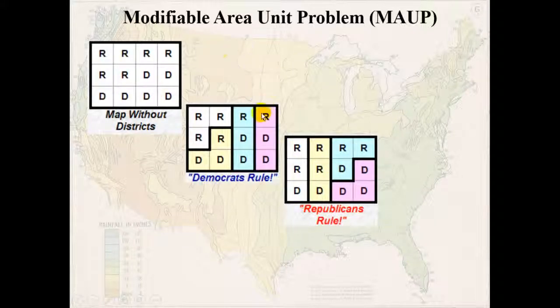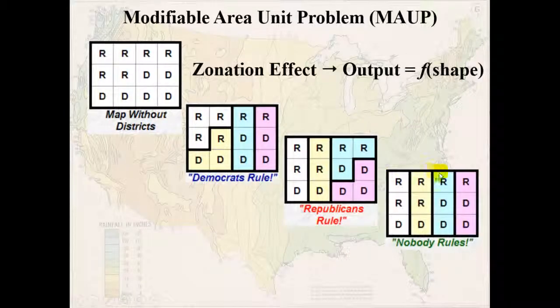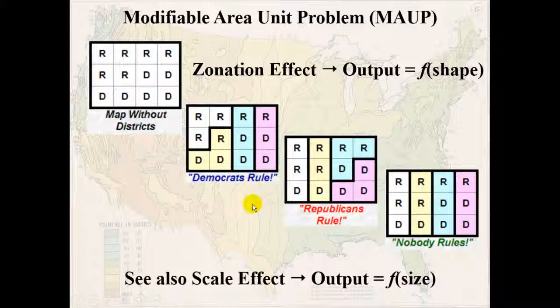So same raster data set, depending upon, in this case, our zones, will give us a different answer. And if you do it in this way, it's going to be a tie because the districts are drawn so that nobody has a majority. That's called the zonation effect. Remember, that's like gerrymandering, where you change the shape of your zones. In this case, you're going to get different answers. The other effect that you can remember from this problem before is called the scale effect, and that has to do with how large the zones are. Larger zones are going to have less variation within them than smaller zones.